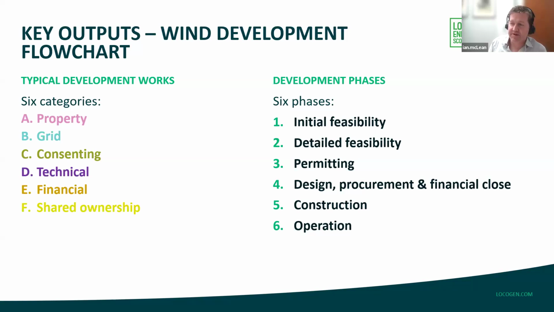Then consenting, which pretty much covers all the permitting stages. The technical works are ongoing through each of these 6 phases, and that includes things like wind monitoring, and working on layouts, optimizing turbine selection, various things across the 6 development phases. And then the financial and shared ownership again come through all 6 development phases. We've looked to set these out by these categories and by the phases as well, so hopefully it should be relatively easy to follow.